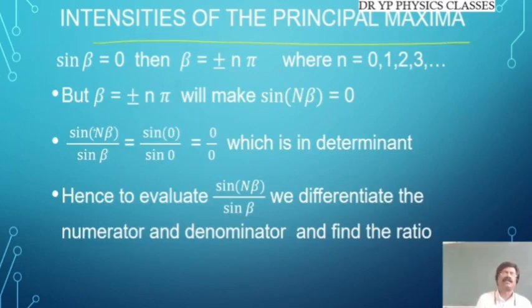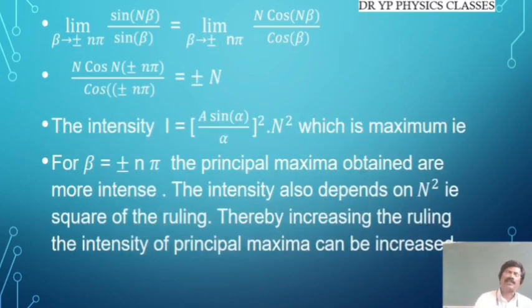So, what is the intensity of the principal maxima? Sin beta is equal to 0, beta is equal to n pi, where n is equal to 0, 1, 2, 3, etc. Beta is equal to plus or minus n pi, which makes sin beta equal to 0. So, sin n beta by sin beta is going to be indeterminate. Hence, to evaluate sin n beta by sin beta, we differentiate the numerator and denominator and find the ratio.